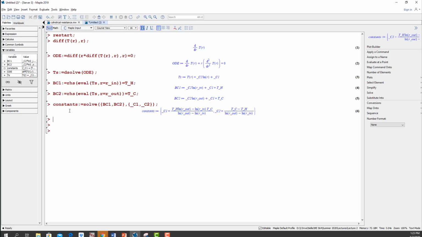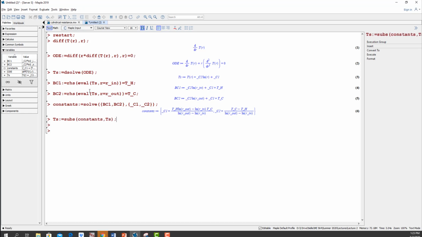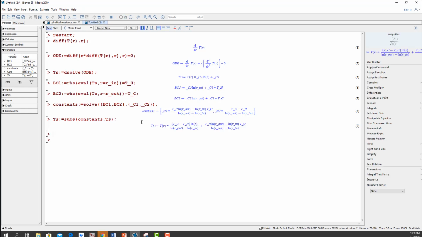So for this particular problem, I would like TS to be equal to the substitutions of these constants into TS. Right? So when I hit solve here, it's going to take this variable here, this expression, and it's going to substitute these two expressions into it, and it'll give me TS, but now not in terms of C1 and C2, but rather in terms of TH and TC and R out and RN. All right.